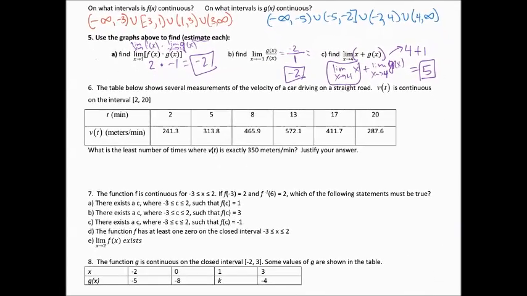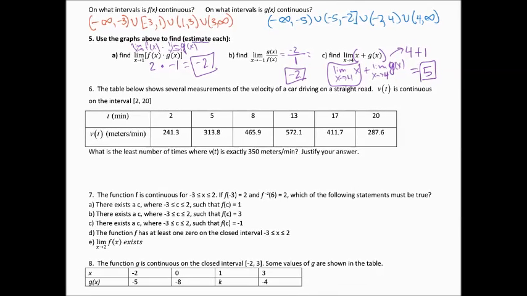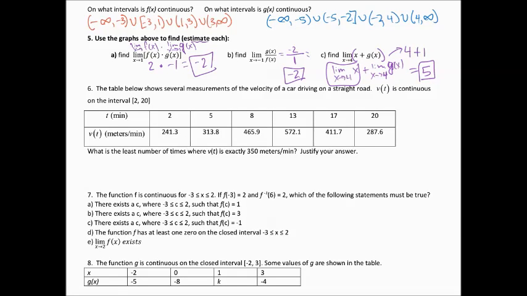Let's pull this all the way up here and take a look at what we have. It says, the table below shows several measurements of velocity of a car driving on a straight road. V of t is continuous on the interval from 2 to 20. So we know from 2 all the way to 20, this is continuous. So I can connect all these points without picking up my pencil. So what is the least number of times where v of t is exactly 350 meters per minute?